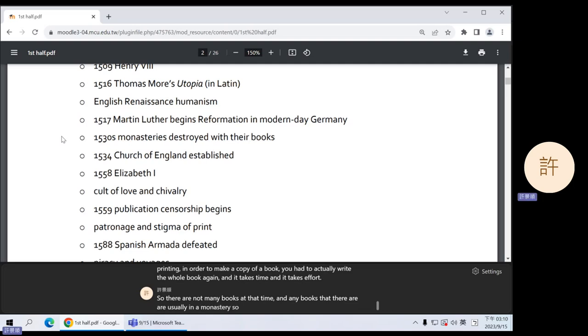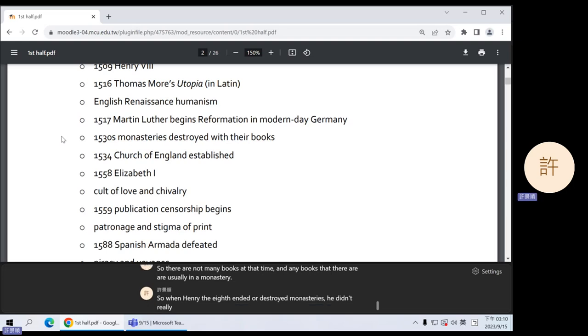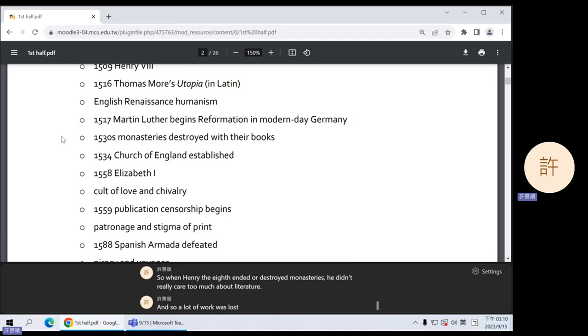So when Henry VIII ended or destroyed monasteries, he didn't really care too much about literature. And so a lot of work was lost or destroyed. And this is one reason why we don't have much literature from the Middle Ages in English.